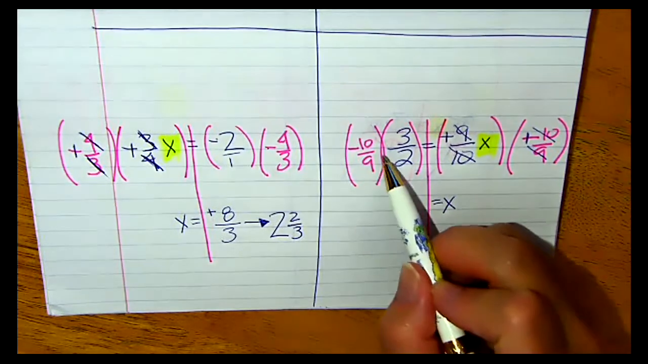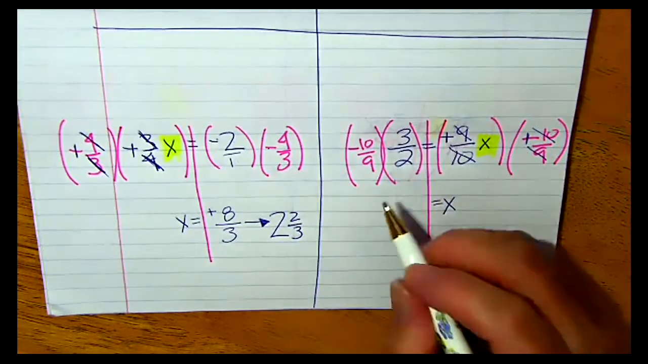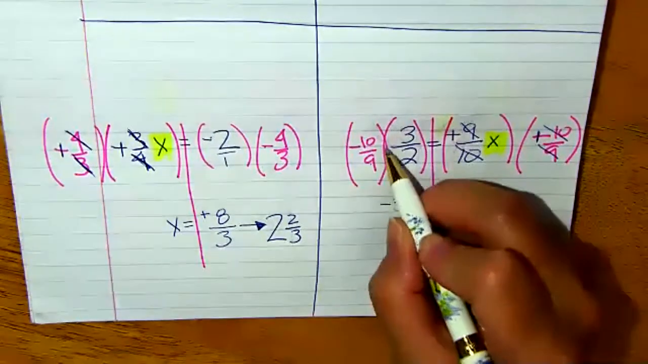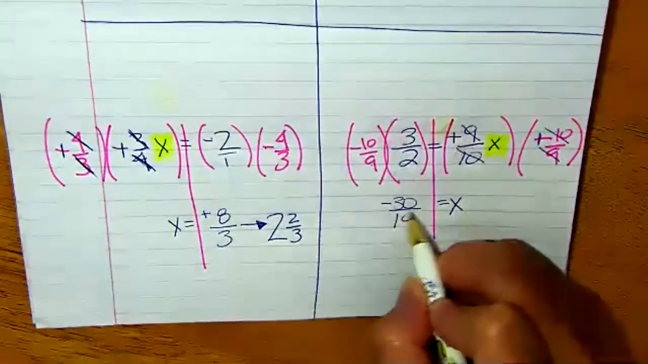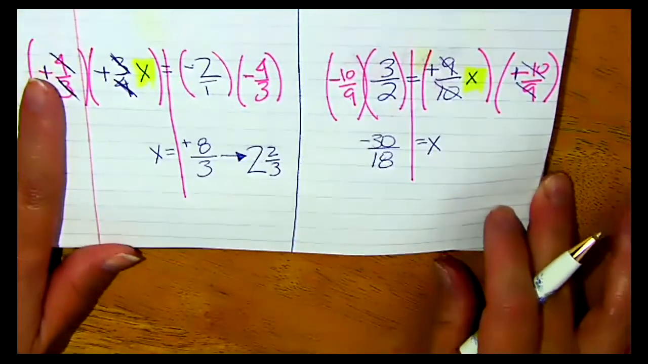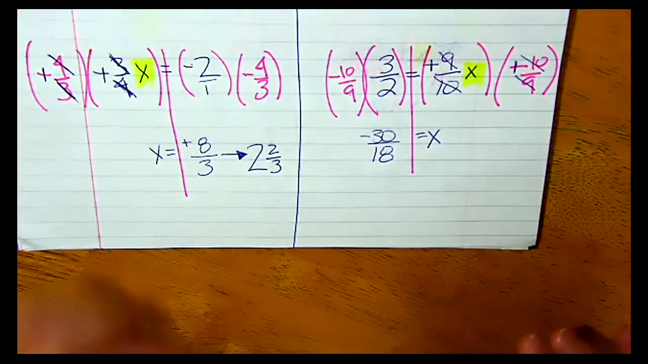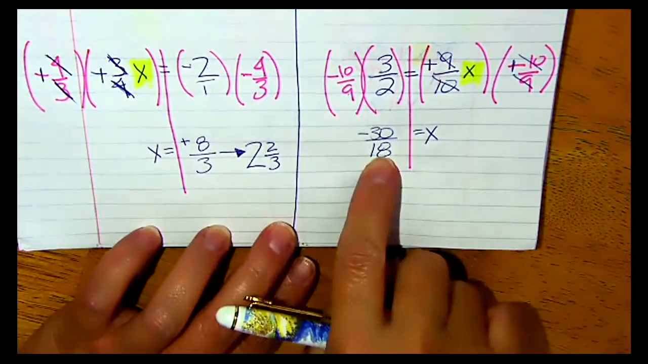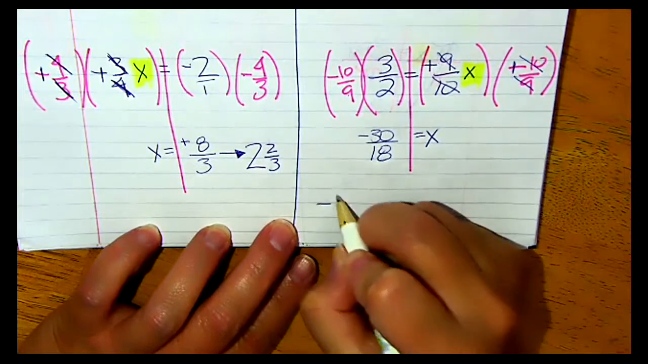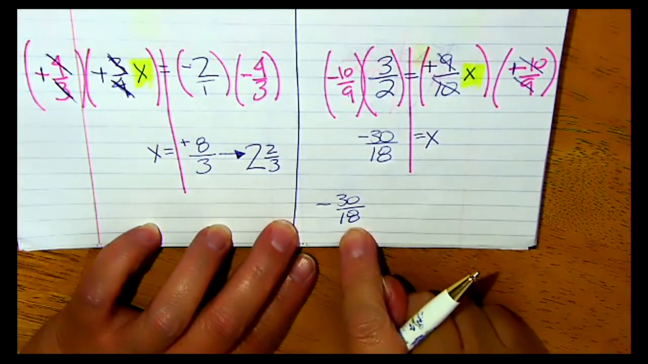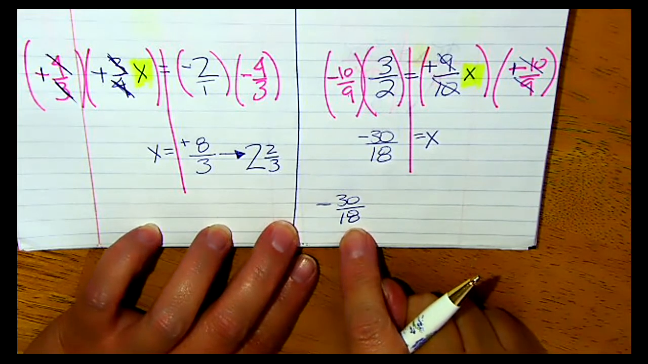Now I have -10 times 3, -30. 9 times 2, 18. Okay, technically our answer is -30/18. However, this is a very ugly number to work with. I would not want to work with this number. It's a very ugly number.